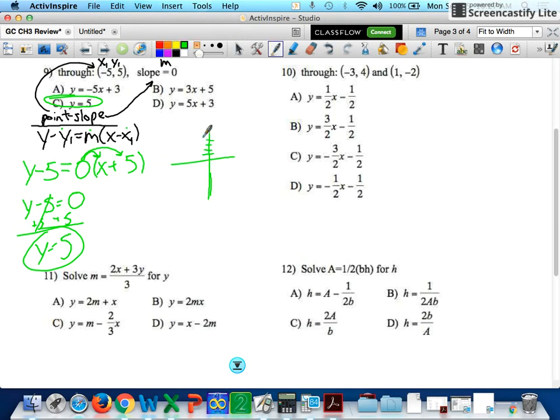So 1, 2, 3, 4, 5. And anything that's a horizontal line has a slope of 0. Didn't have to graph it, but that's just kind of so you see it. Number 10, alarms going off in my head again, guys.